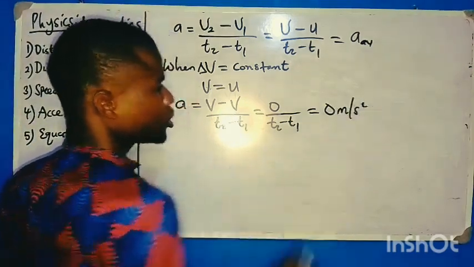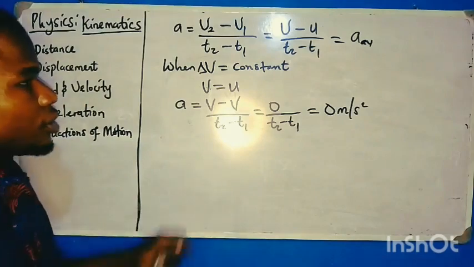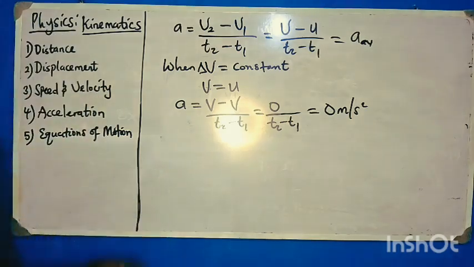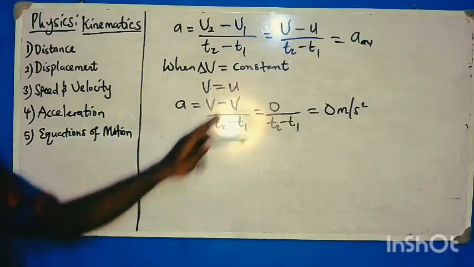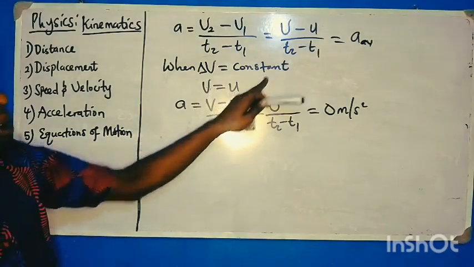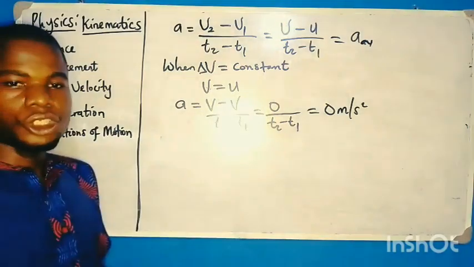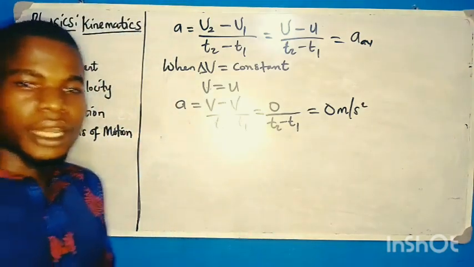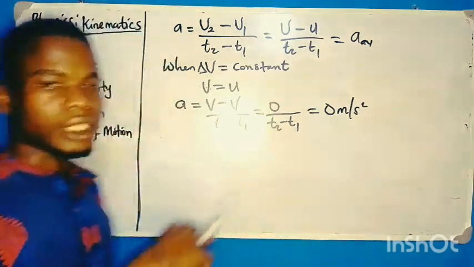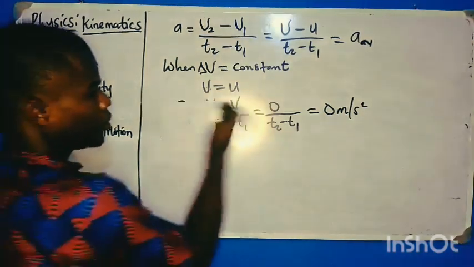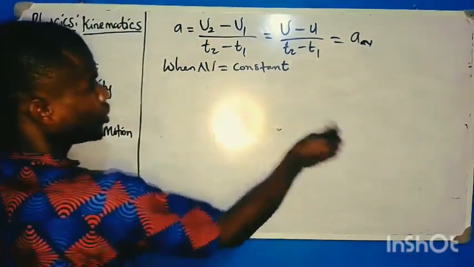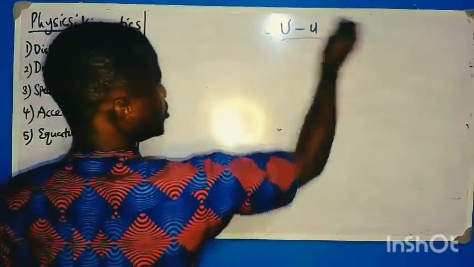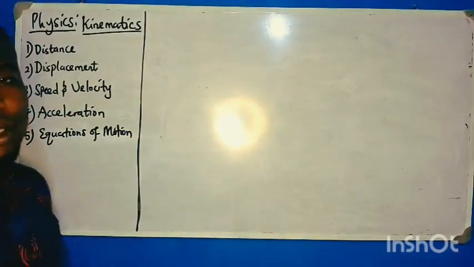Remember, acceleration is measured in meters per second squared, velocity is measured in meters per second, speed is measured in meters per second, and displacement and distance are measured in meters. So note this: at constant velocity the acceleration is 0. Even if you are given other parameters in the question, read through it. If the question says that the body is moving at constant velocity and then asks you to find the acceleration of the body, know that the acceleration is already 0.